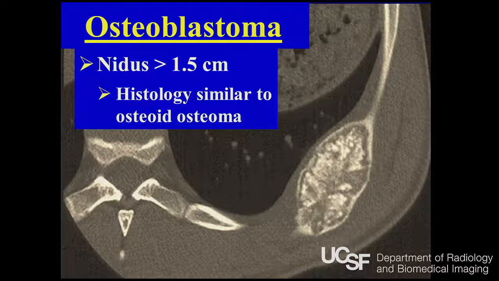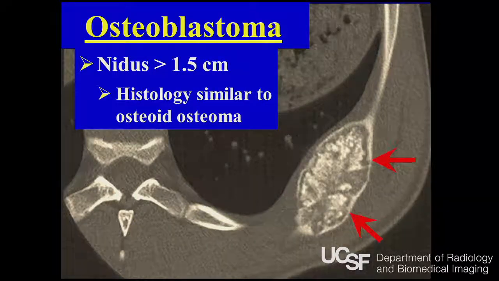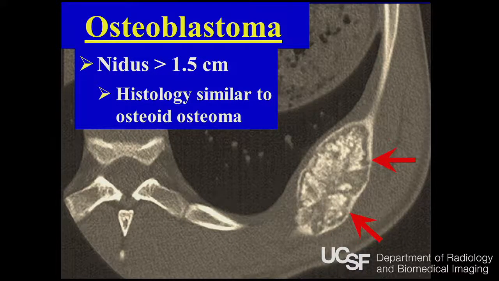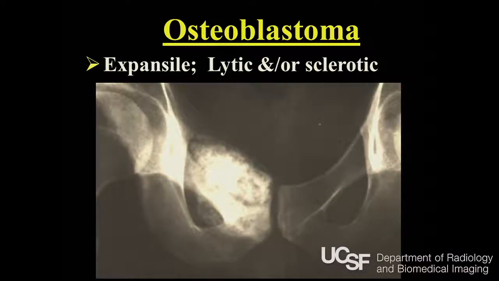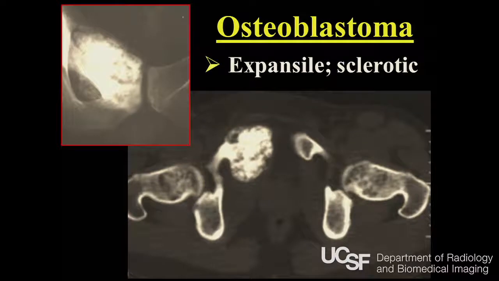What about osteoblastomas? Well, here the nidus is greater than 1.5 cm, and the histology is similar or identical to osteoid osteoma. But unlike osteoid osteoma, with osteoblastomas, the typical target sites are in the spine, posterior elements, and in flat bones like the ribs. Osteoblastomas are often expansile. They may be lytic and/or sclerotic. Here's one that was expansile and sclerotic.